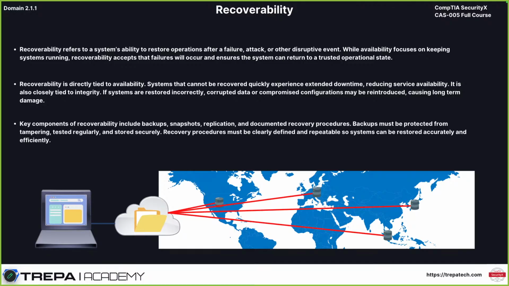So key components we have to worry about for recoverability, without diving deep into the different technologies that make it happen, are backups, snapshots, replications, and of course, recovery procedures, getting into, again, our policies and frameworks and SOPs on how we could do data recovery or system recovery.